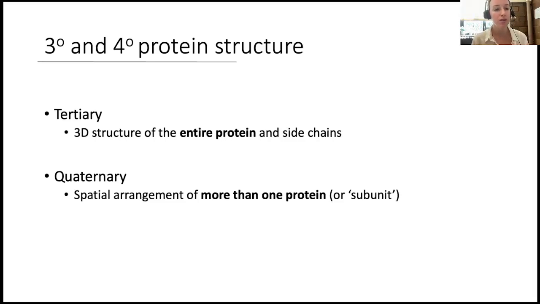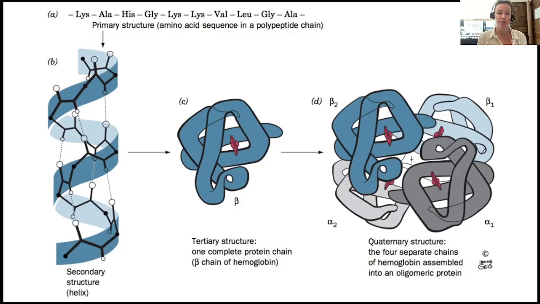Let's move on, folks, to talk about tertiary and quaternary structure. Tertiary structure is the three-dimensional structure of the entire protein and all of its side chains. The quaternary structure is a spatial arrangement of more than one individual protein, and we'll call those individual proteins subunits. Back to the slide real quick.